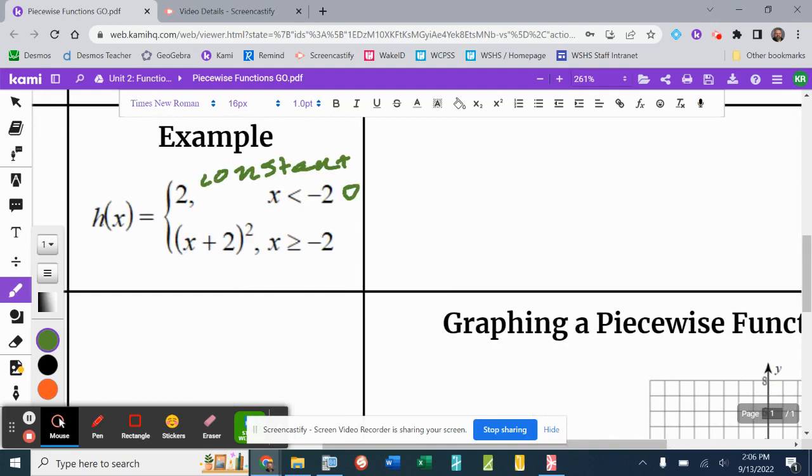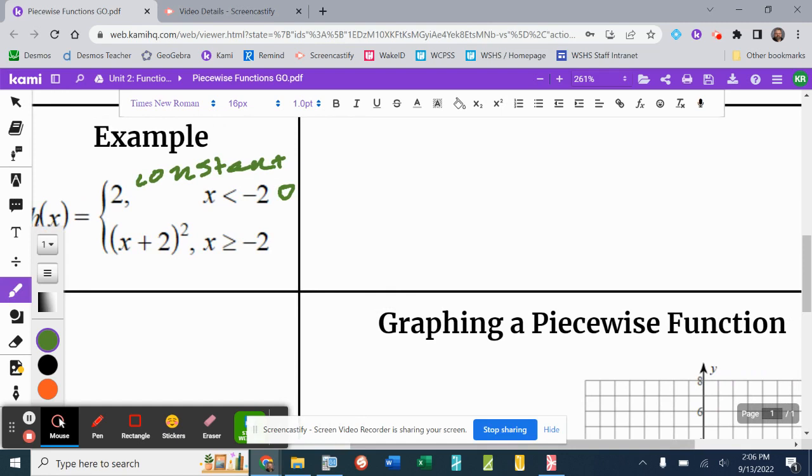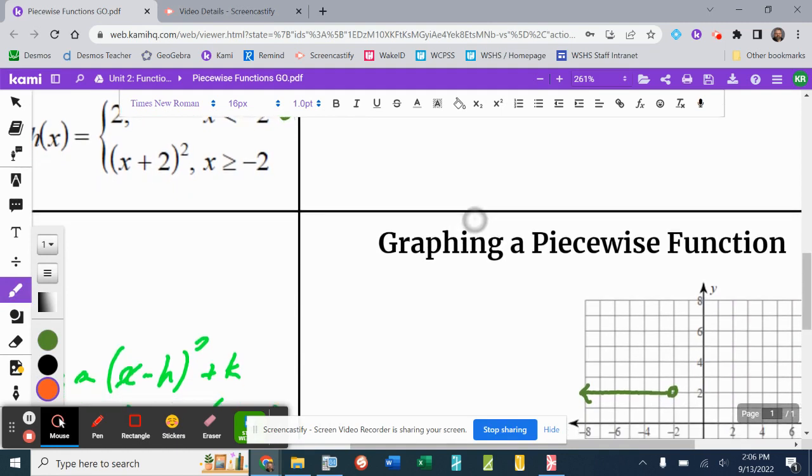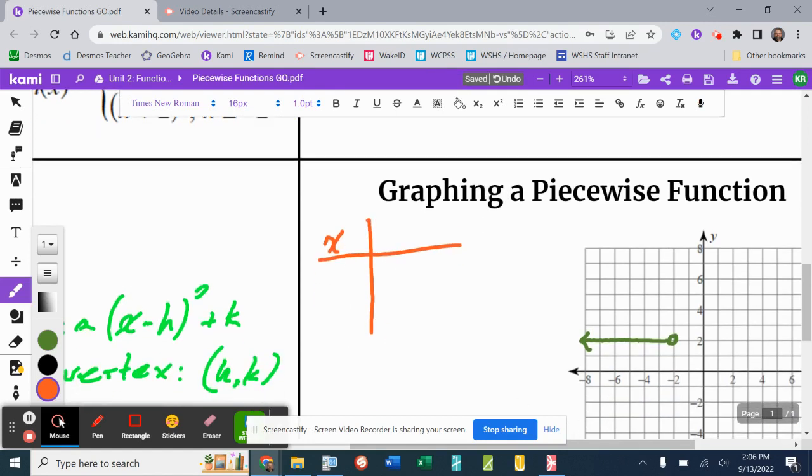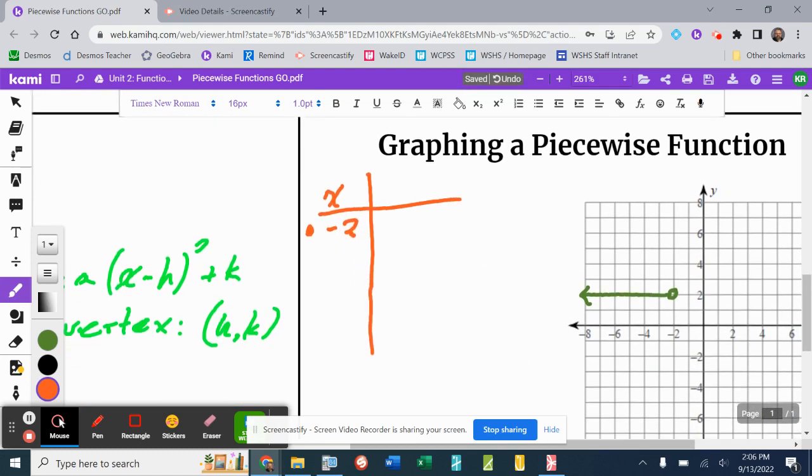Now, the second piece is going to take a little bit more work because it's not a constant. And in fact, this is a quadratic. So like he said in the video, what I'm going to do is I'm going to go ahead and create a table of values for it. So notice it says when x is greater than or equal to -2. So what that means is we're going to pick some values. We're going to start with -2. And we understand at -2, it's going to be solid because it says greater than or equal to. And I've got to think of values that are greater than -2. So I could go ahead and use -1, 0, 1, and 2.